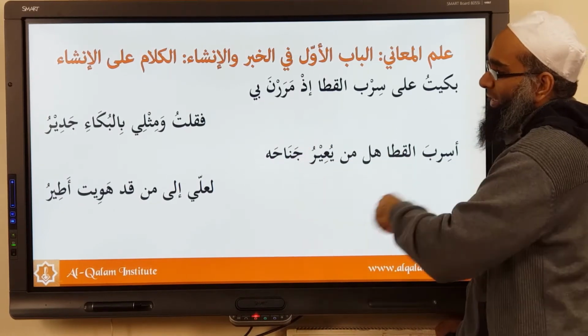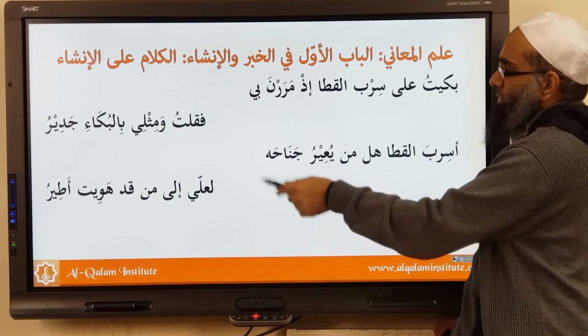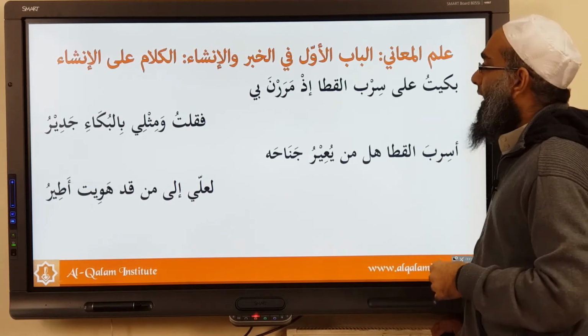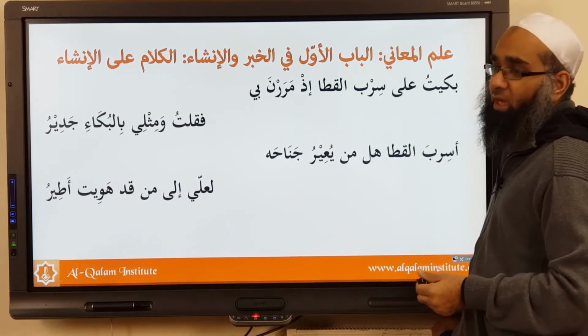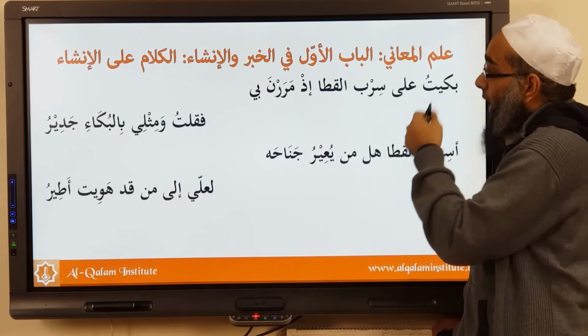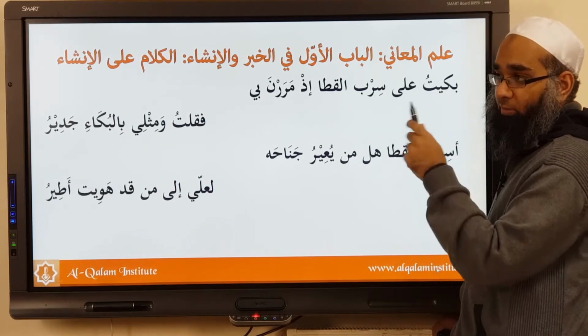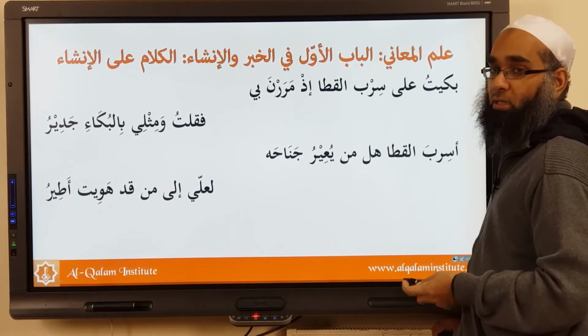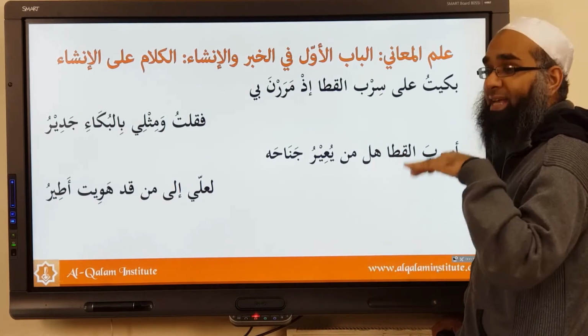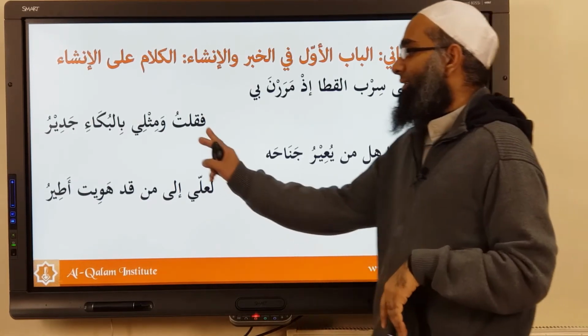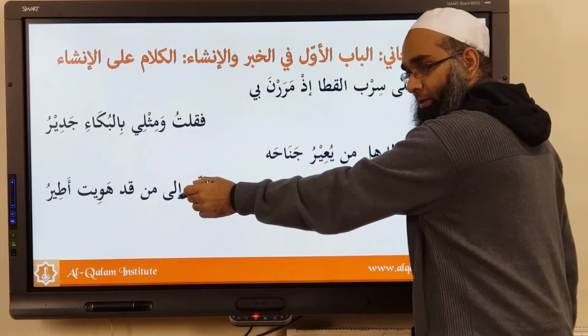And this is the whole poem, so you get a better idea of the whole poem. Bakaytu, baka yabki, to cry. So bakaytu ala silbil qata idh mararna bi: I cried upon the flock of sandgrouse when they passed by me. Marra yamurru marran, to pass by. Faqultu, when I said. What did he say? He said this poem that we did in the previous slide.